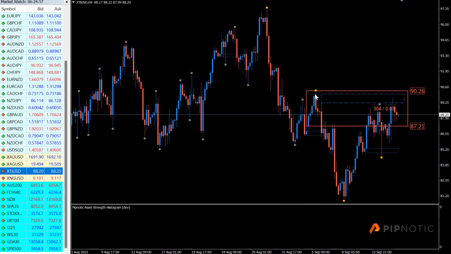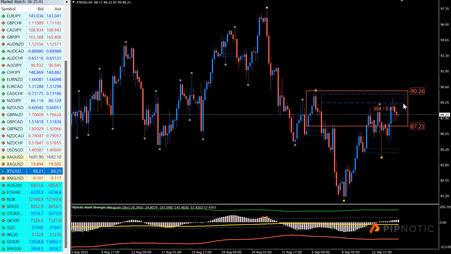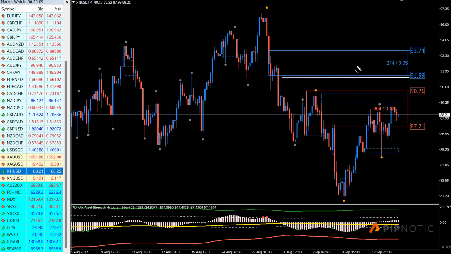You can see that this is actually a nested 4-hour area that was now tested, but what I like even more is this. And the reason I like this even more is because we have that sell zone right there. And we have this, which is tested and now removed by this.